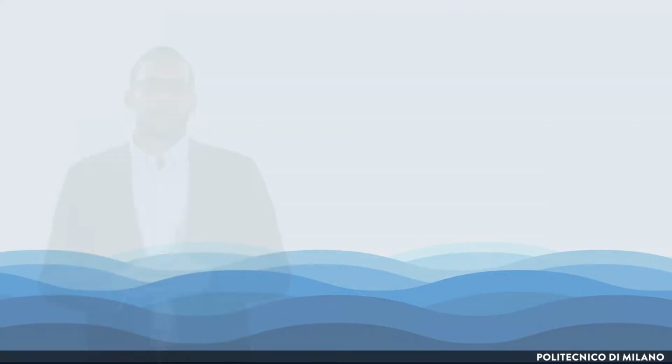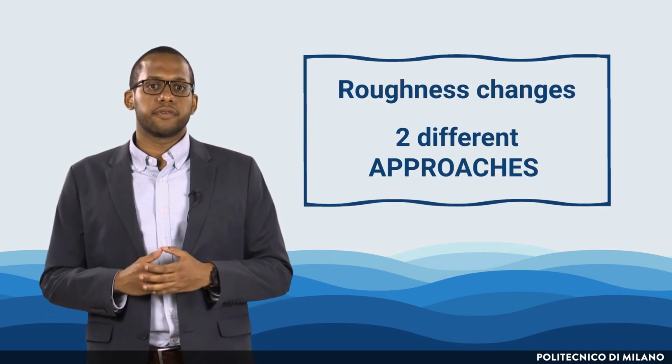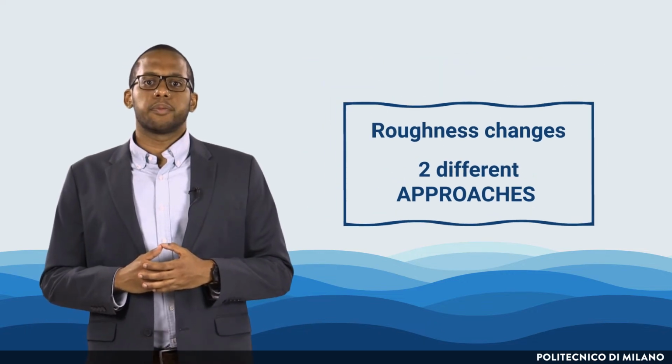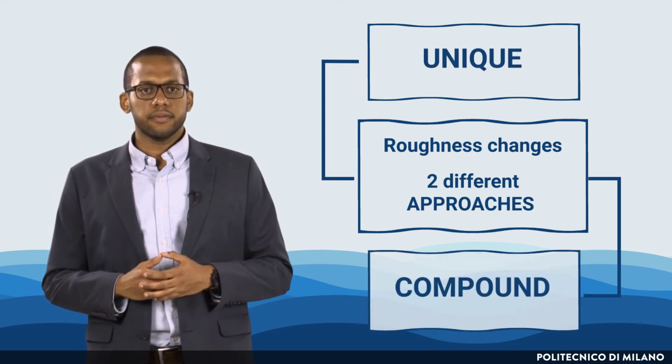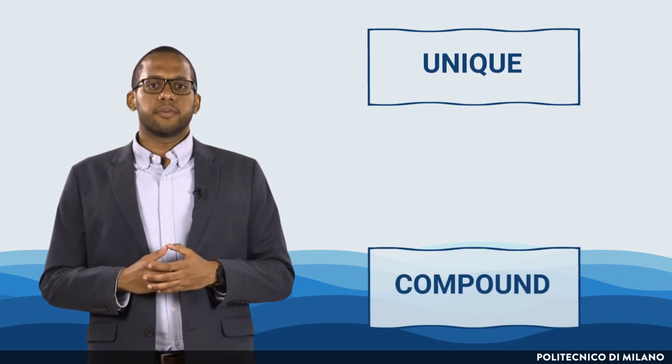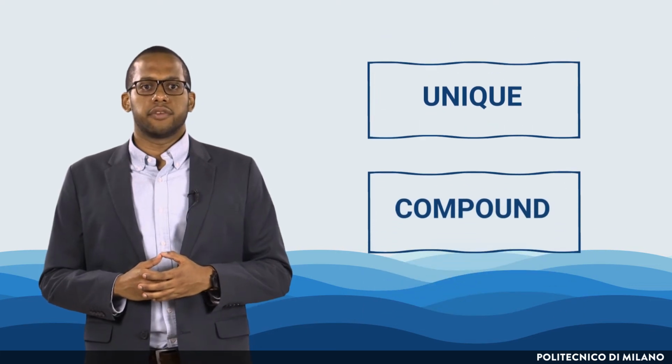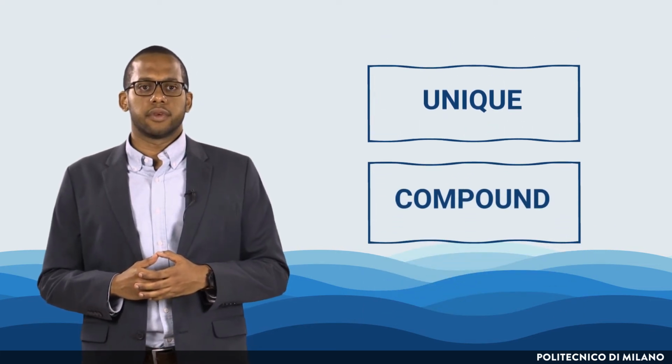cross-section. When the roughness changes along the wetted perimeter, we can adopt two different approaches which determine the velocity distribution across a river's cross-section. These two approaches are the unique and compound section approach. The accuracy of each approach depends on the type of cross-section which is being applied to.